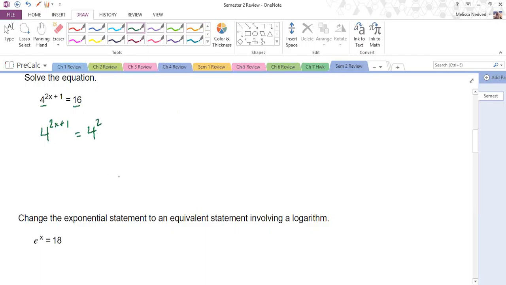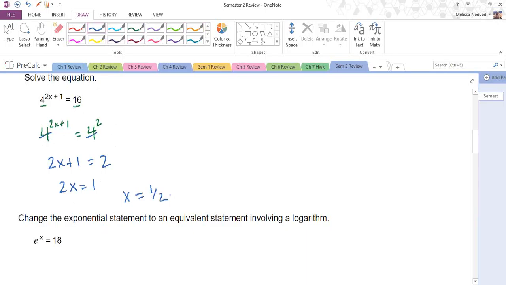4 squared is 16. Now, if you look at your function, 4 to the and 4 to the means that whatever those exponents are has to be the same. If your bases are the same, your exponents are the same. So now I'm just left with 2x plus 1 equals 2, and there's a two-step equation. Subtract 1 from both sides, so 2x equals 1. Divide both sides by 2, and x is 1/2.